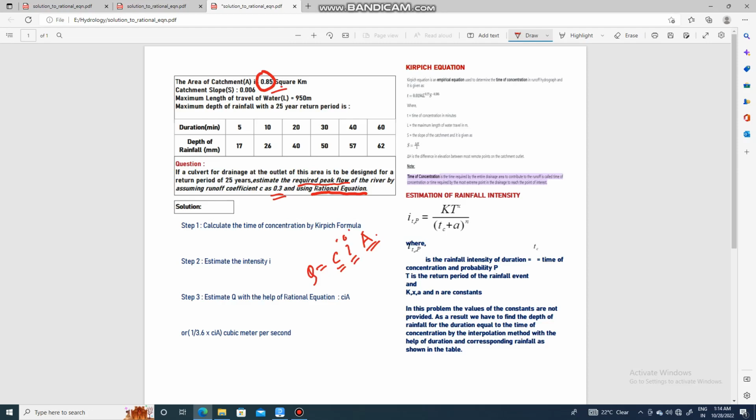Okay. And this Q equal to CIA can be of any unit depending upon the unit of the input parameters. But if you use this formula 1 by 3.6 into CIA, then the unit will be cubic meter per second. That means the same rational equation can be modified to 1 by 3.6 multiplied by C multiplied by I multiplied by A. Then the output of that will be in the units of cubic meter per second.